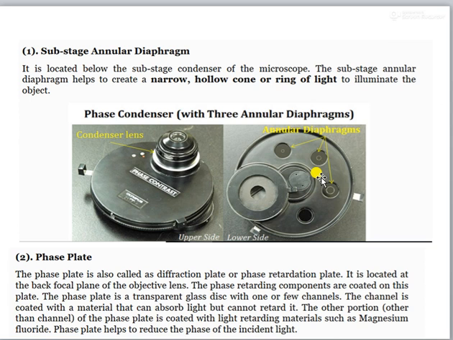And what happens? It is a transparent glass disc with one or a few channels, and the channel is coated with a material that can absorb the light but cannot retard it. And the other portion of the phase plate is coated with a light retarding material called magnesium fluoride. And the phase plate helps to reduce the phase of the incident light.